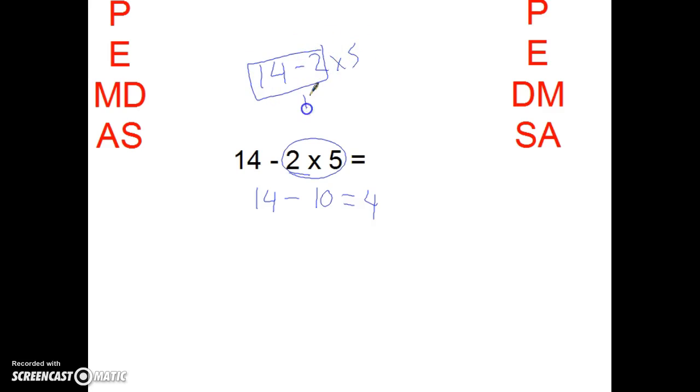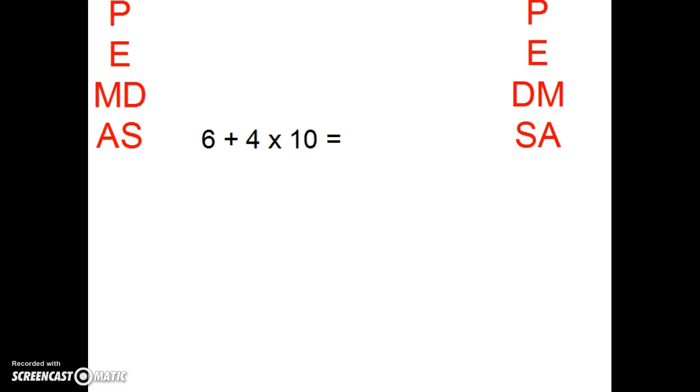14 minus 2 is 12. 12 times 5 equals 60. Big difference from 4 to 60. So that's why we have these rules about the order of operations. Multiplying and adding. Multiplying comes first. 6 plus 40 is going to get me to 46.